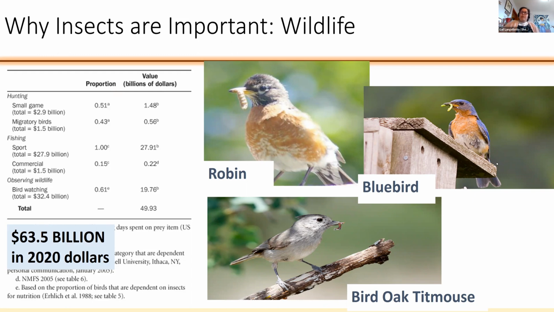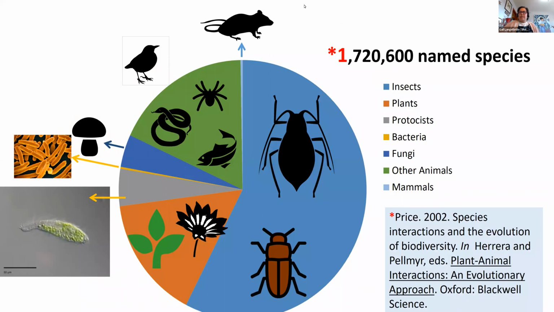And not only are they important food for birds, but a lot of the small game and migratory birds that hunters favor, the sport and commercial fishing industry is integrally tied to insects because the fish eat them as prey. And then, of course, bird watchers and the birds that they are watching are integrally tied to insects as well. This one really just blew my mind: when we consider the value of insects as food for other wildlife, it has been estimated to be worth over $63 billion. Not a small penny.